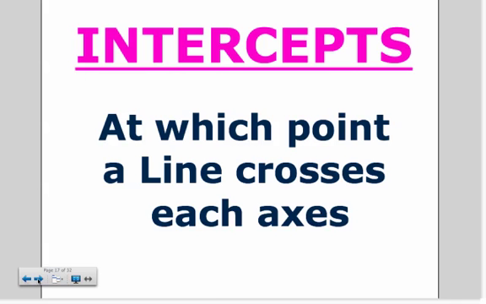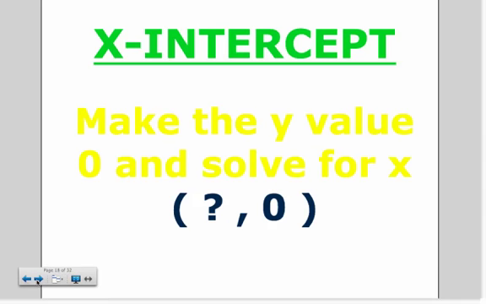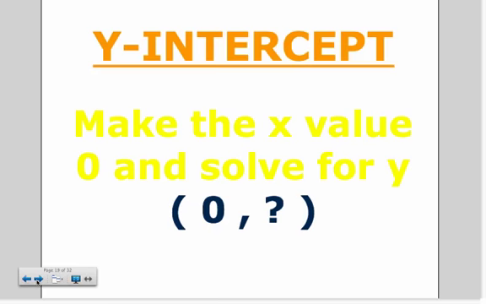What we are going to do today is, using algebra, take an equation of a line and show you how to identify both the x and y intercepts. First, to find the x-intercept, you take the y value in the equation and make it 0, and then solve the equation for x. To find the y-intercept, you do the exact same thing, except now you make the x value 0 and solve for y.